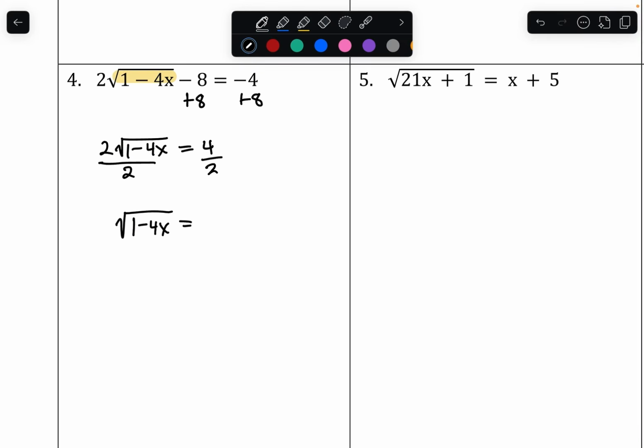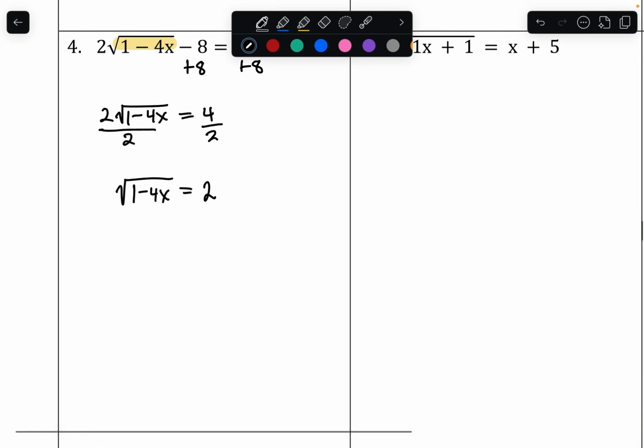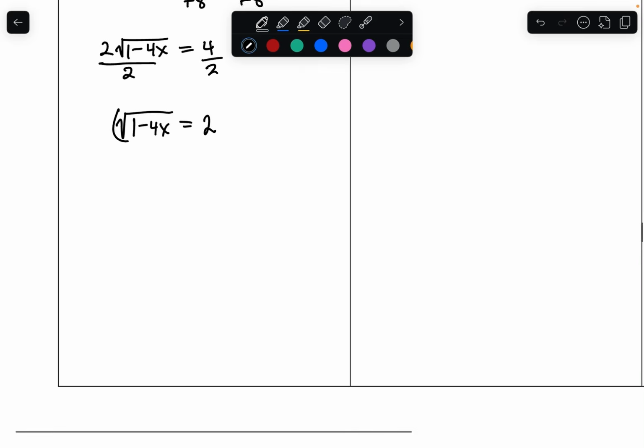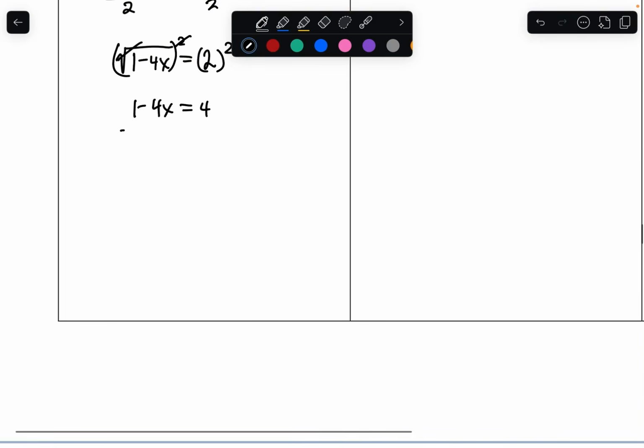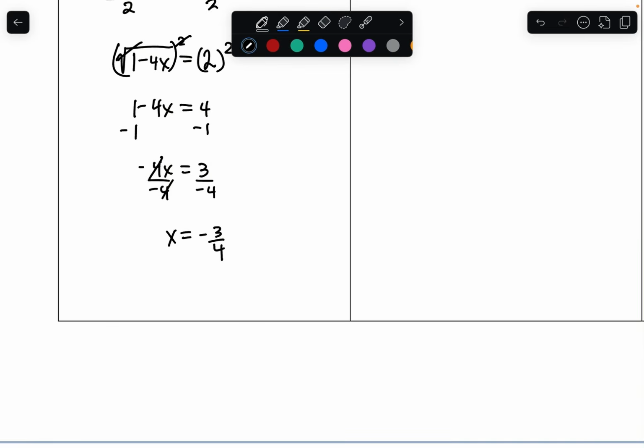Here I have square root equal to a positive number, so we can keep going. We're ready to square both sides to get rid of the square root. And then now we're ready to isolate our variable. So our first step is to subtract 1 from both sides. And then we can divide by the negative 4. So my final answer would be negative 3/4.